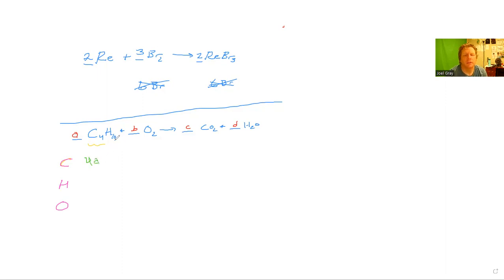Okay. Now I see no carbons in my next species. My next is O2. So I'm going to set this equal to the only place where I see carbon on my product side, which is in molecule C. And there's only one of them in carbon dioxide. So I'm going to say 4A is equal to C.